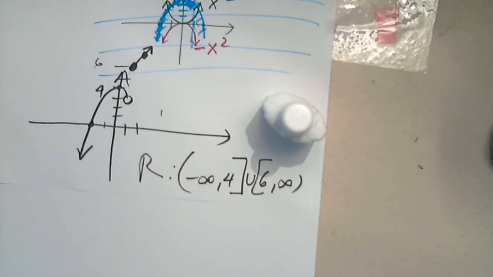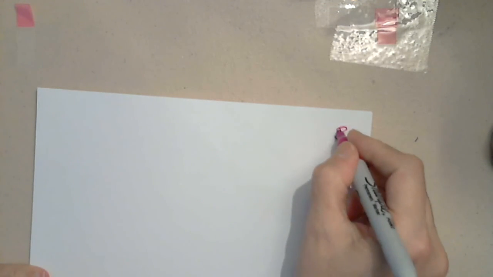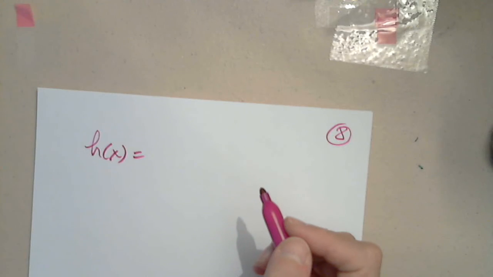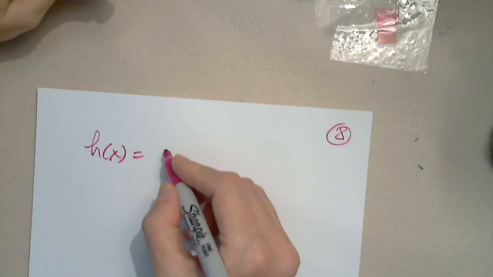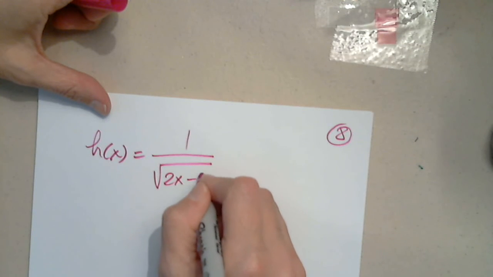Very good question. This is a question from the final from topics of test 2, number 9, and it says decompose the following function in an inner function g of x and an outer function f of x, such that their function composition determines the function h of x equals 1 over the square root of 2x minus 1.